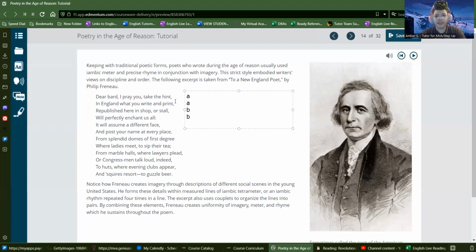So we come down to face and place. Face and place rhyme with each other, but it doesn't rhyme with stall. Neither one of them do. And they don't rhyme with hint or print. So that means we're on a new sound, a new letter. So we have C and C. Now, at this point, you might be thinking, we have a pattern here. And you are absolutely correct. We do have a pattern here.